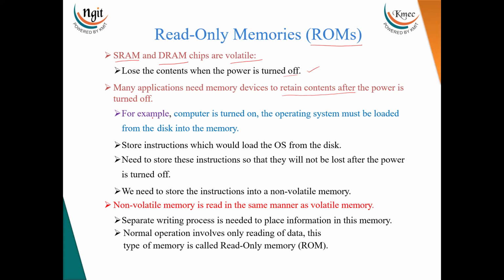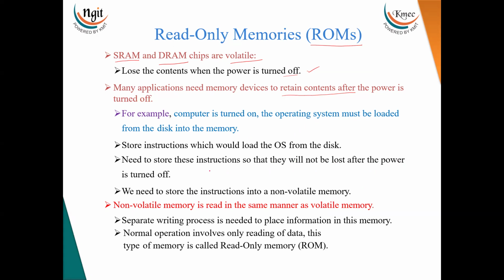For example, when we turn on the computer, the operating system must be loaded from the hard disk into the memory. For this, a booting program should be executed. To execute the booting program, a few instructions should be loaded into the main memory. If the complete main memory is volatile, these instructions are not available to execute, and thereby the operating system is not loaded into the main memory. For that we need a non-volatile memory, in which we store the few instructions which will execute the booting program.